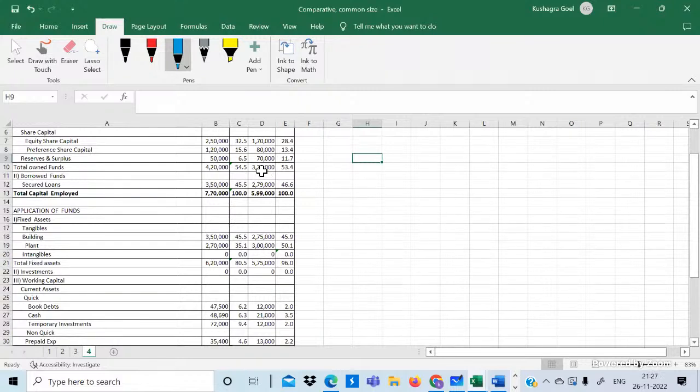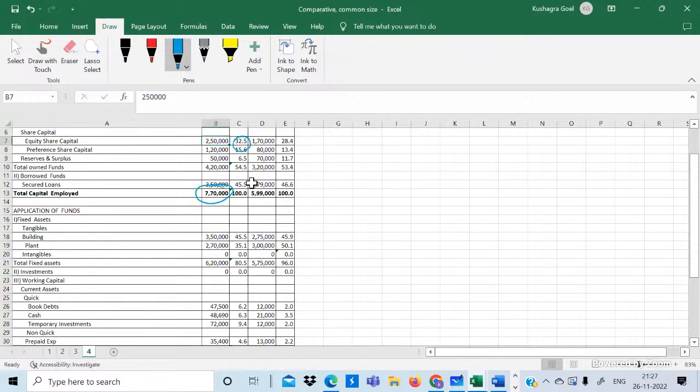The same thing is in case of a common size balance sheet. In a common size balance sheet, you take everything as a percentage of either the total of the assets or the total of the liabilities. So let's say I've got equity share capital, preference share capital, reserves and surplus, and some loan. So the total comes to 7,70,000. I'll take 7,70,000 as the total of the liability, and I'll calculate everything as a percentage of that total. So my equity share capital will be 2,50,000, and I'll divide it by 7,70,000.